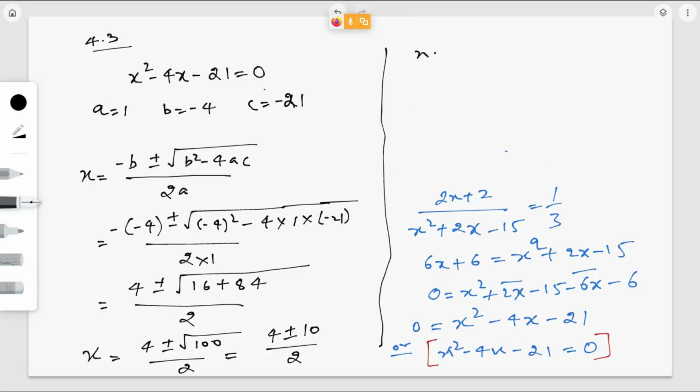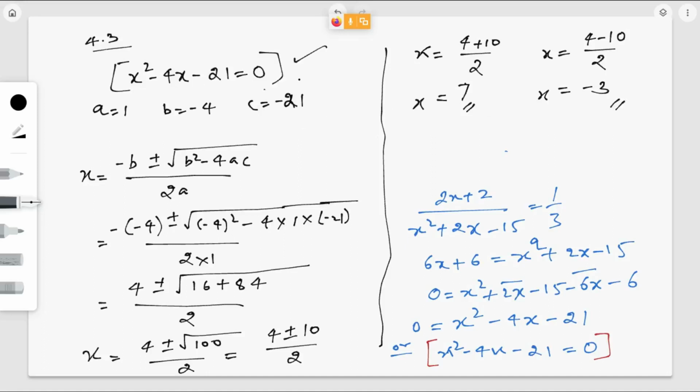So x is equal to 4 plus 10 divided by 2, or x is equal to 4 minus 10 divided by 2. So here you will get 14 by 2, that is 7, and here 4 minus 10, that is minus 6 by 2, that is minus 3, right? x is either 7 or x is minus 3. So these two are the solutions of this equation, right? As it is a quadratic equation, you will get two solutions. So here one is 7 and the other one is minus 3.